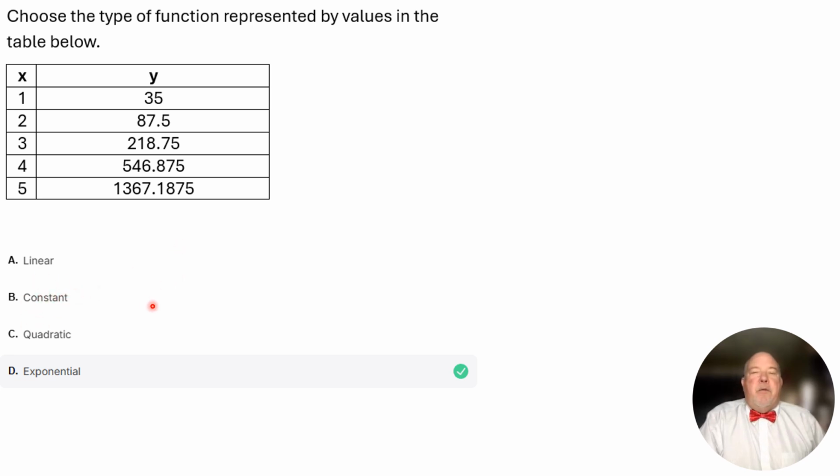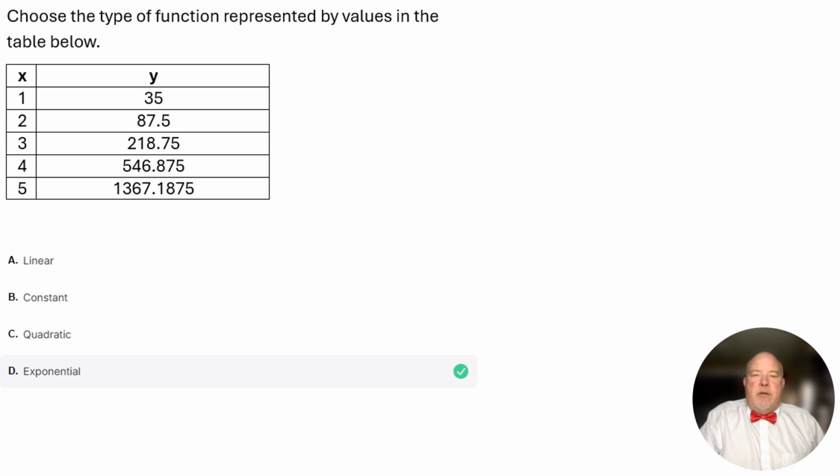Okay. Now, when I check a table to determine the type of function, I like to first check if it's linear, then I like to check if it's exponential, and then you can check if it's quadratic. So we're going to start with linear, and what we're looking at is the change in the y values. How do they change over the change in the x values? Now, the x values are just changing by 1 each time, so I really don't have to worry about that. It's a constant change, and it's always 1. So I can just focus on the change in the y values.